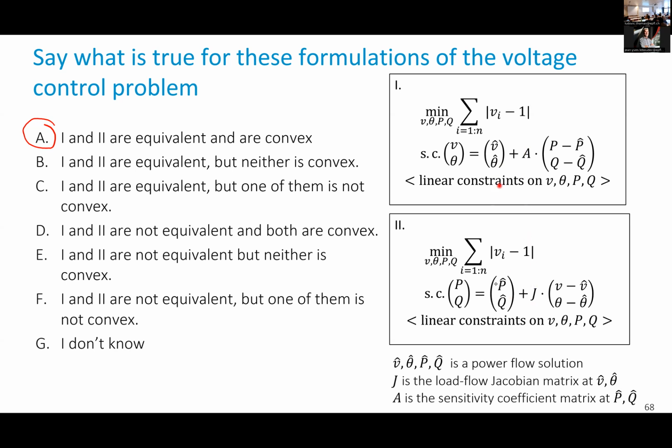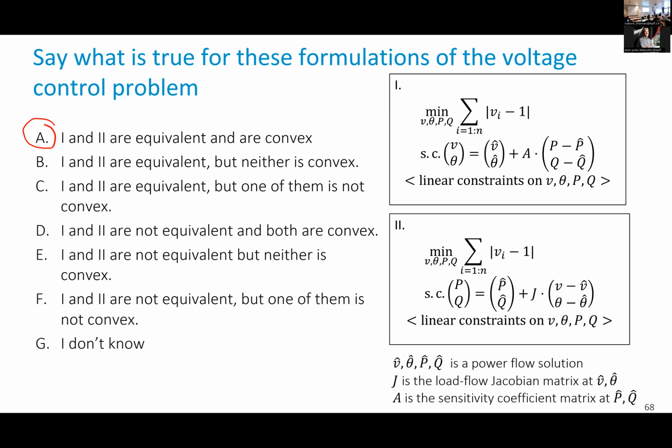So you do whatever you want. I would do this because I don't need to invert. So this is a simple formulation, OPF style, linear. In fact, we can transform it into a linear voltage control problem. This is how we can control the voltage in an AC grid.